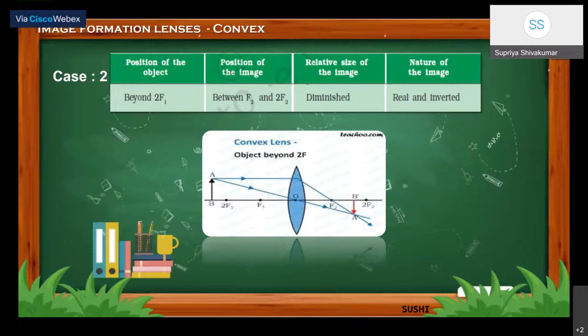Hello, ma'am. Is this screen not sharing? No, ma'am. Case 4, ma'am. Am I in case 4? No, ma'am, you are in case 2. Leela ma'am, can you just tell me whether it is in case 4 or case 2? Case 2, Leela ma'am. Okay, shall I reshare the screen, ma'am? Okay, ma'am.